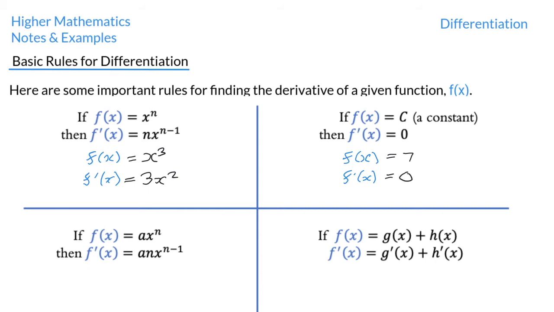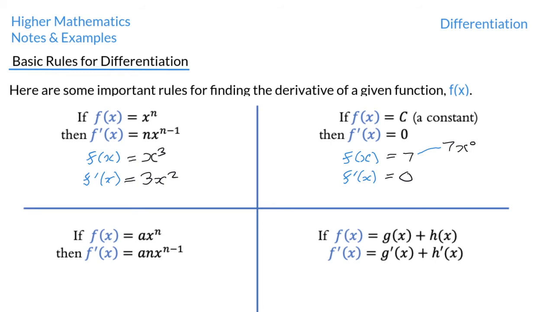Why is that the case? Well, we can think about 7 as actually 7 multiplied by x to the power 0. So we're saying here that any constant could be written as the constant times x to the power 0, and if we bring that power down and multiply by 0, we're going to have the answer 0.